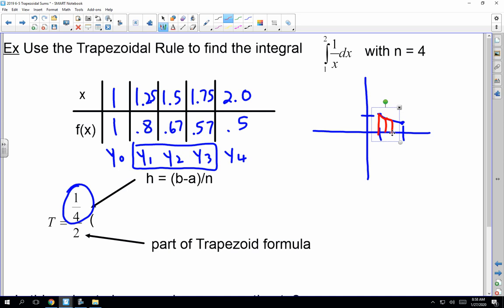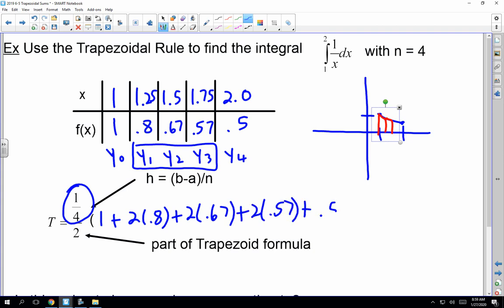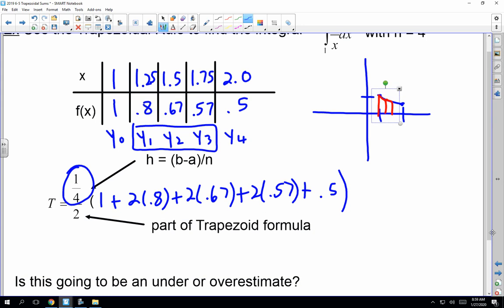So you've got to look at it this way. The trapezoid is running up and down. So we've got 1/4 over 2. 1/4 is my height. Y naught is 1, plus 2 times 0.8, plus 2 times 0.67, plus 2 times 0.57, plus 0.5. Add all those up, and that's your trapezoidal approximation. What do we get here?